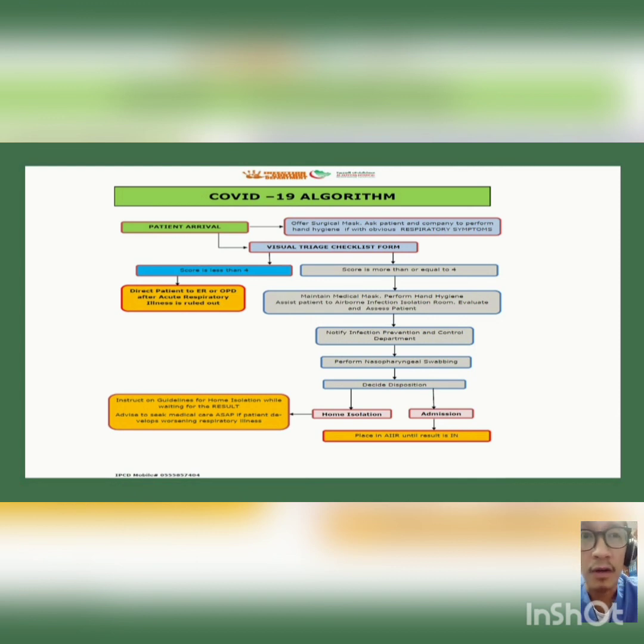If the patient is for home isolation, instruct on guidelines for home isolation while waiting for the result. Advise to seek medical care as soon as possible if the patient develops worsening respiratory illness. And if for admission, place in AIIR until the result is in, or you can place the patient in a single room with a portable HEPA filter if the patient does not require AGP.